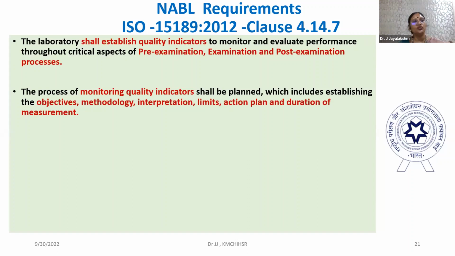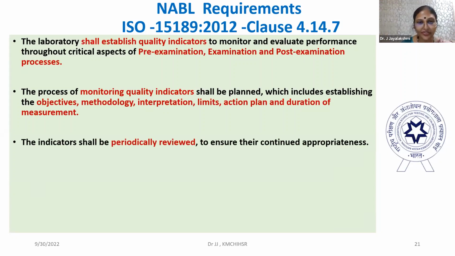Then you should have some limits or benchmarks. You should have some action plans on how to go about when things go wrong. And you should also say how long you are going to capture this, your duration of measurements. Everything has to be predefined and planned. So there should be some kind of planning done for your quality indicators capture. It's not just something where you write something and say, okay, ALT, TAT, done, redo, nothing. And of course, you periodically review at least once a year.